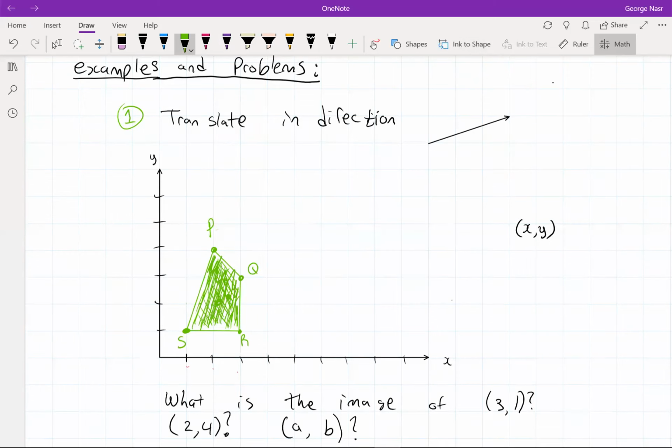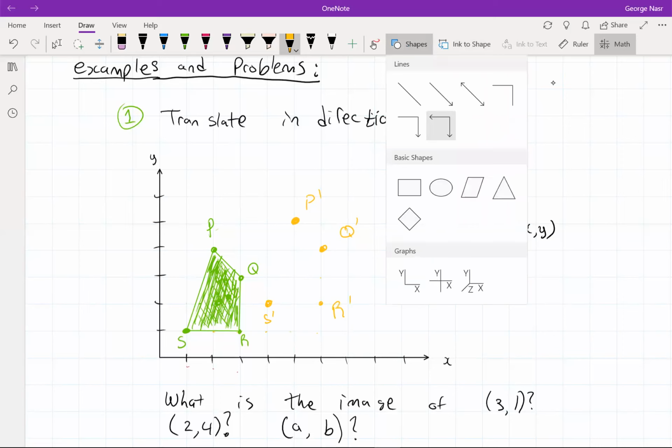If I can figure out where P, Q, R, and S go under this arrow, the whole shape's basically going to follow. And so P, remember, this goes over 3, up 1. So 1, 2, 3. So that's where P prime will be, right? And so Q prime will go 1, 2, 3, 1. And then again for S, 1, 2, 3, 1. Then 1, 2, 3, 1. So that's S prime and that's R prime.